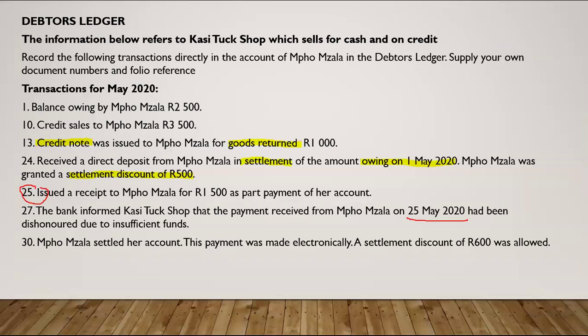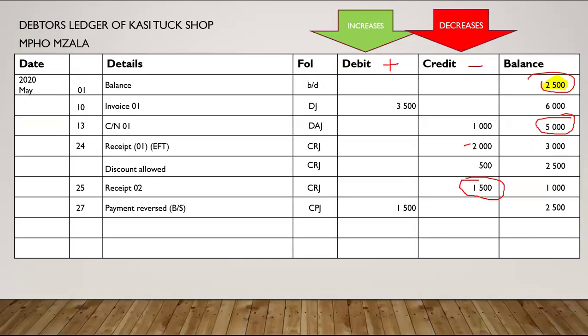On the 30th, Mpomzala settled her account. This payment was made electronically. A settlement discount of 600 was allowed. Here they are not being specific as to which amount is being settled. So when they say Mpomzala settled her account, you always look at the previous balance, which was 2.5. So if Mpomzala settled her account, it means that Mpomzala is no longer owing us. That is a payment received. It will be recorded in the cash receipts journal.